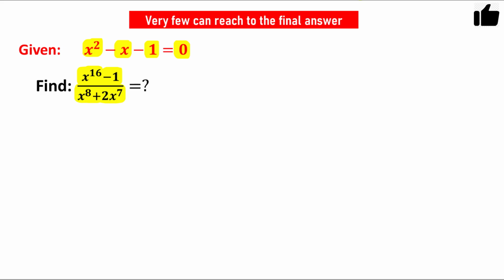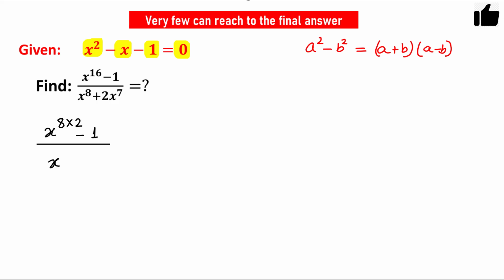You see, in this case in the numerator you have x raised to the power 16 minus 1. You can basically factorize this. If you remember the formula a square minus b square, this can be written as a plus b times a minus b. So let us use this formula to factorize this term. So we have x raised to the power 16, and 16 can be written as 8 into 2, minus 1, and this divided by x raised to the power 8 plus 2x raised to the power 7. Now remember the rules of power.